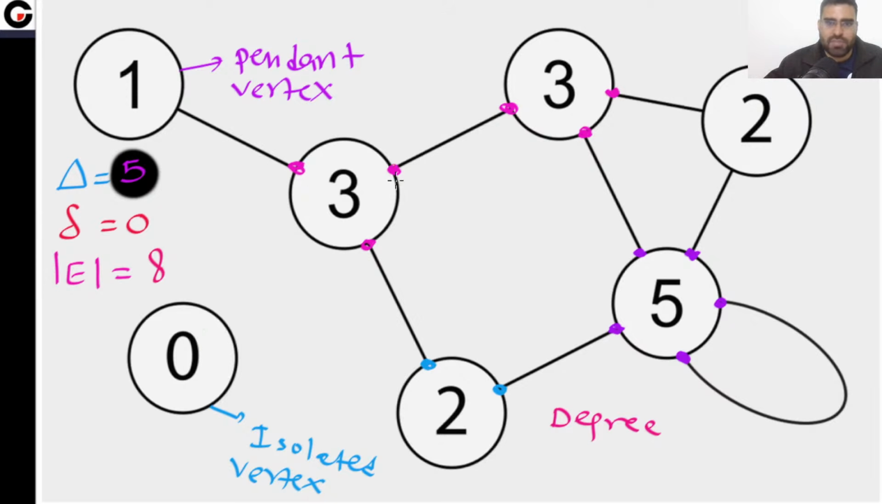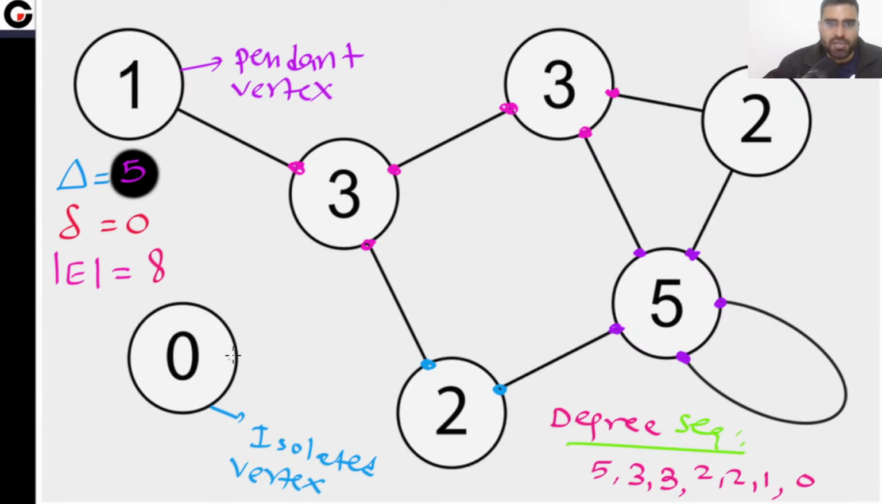Number of edges, you can see, will be 8. What will be the degree sequence of this graph? The degree sequence of this graph will be very easily 5, 3, 3, 5, 3, 3, then 2, 2, then 1, 0. This will be the degree sequence of this graph.